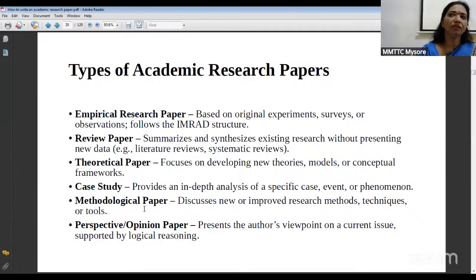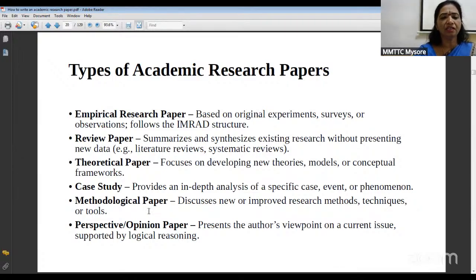A case study will be in the case of social research. It will be in the case of medical research. And it will be in the case of marketing or commerce research. So this provides an in-depth analysis of a specific case, event or phenomenon. For example, it may be about the sale of a car or a vehicle, or even a drug, how it is affecting a particular community or patients. So that may also be a case study.